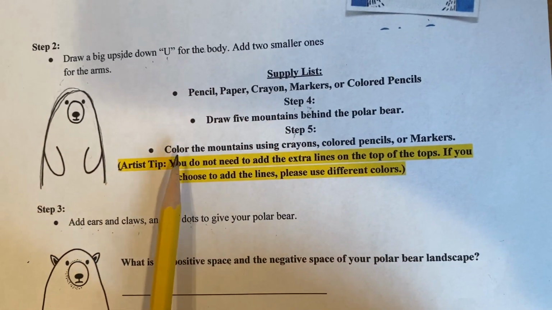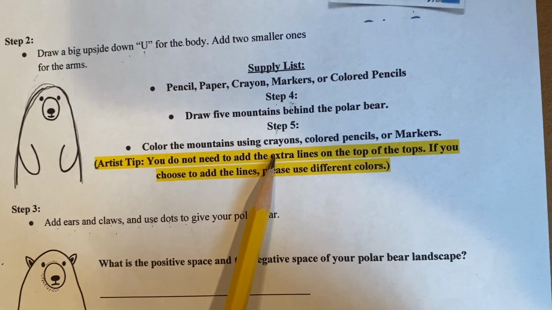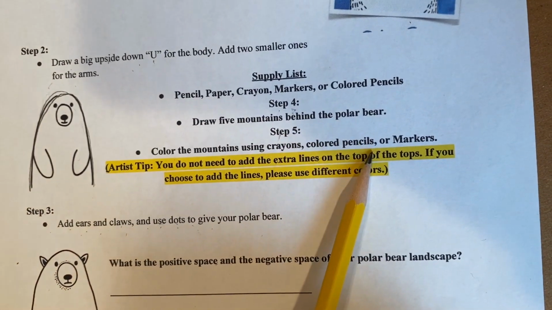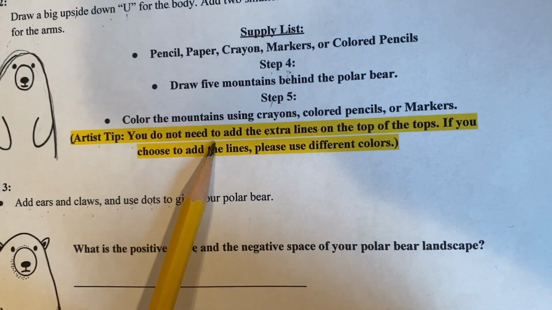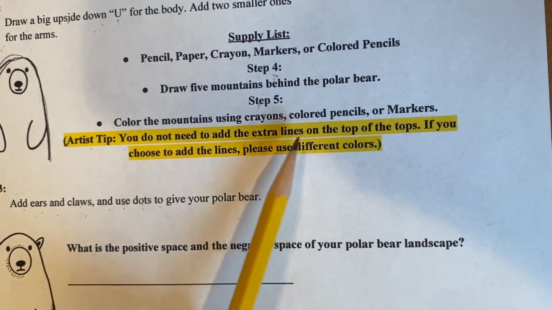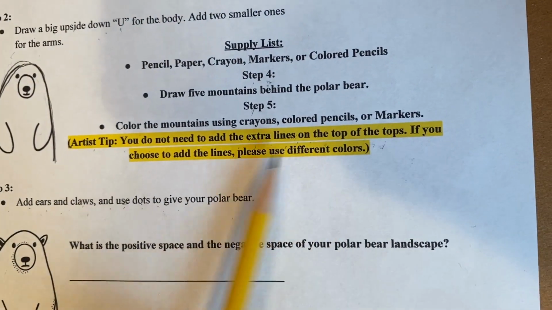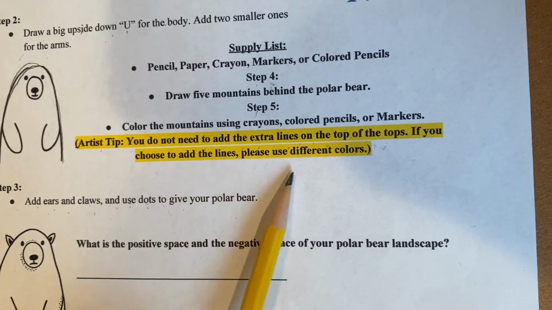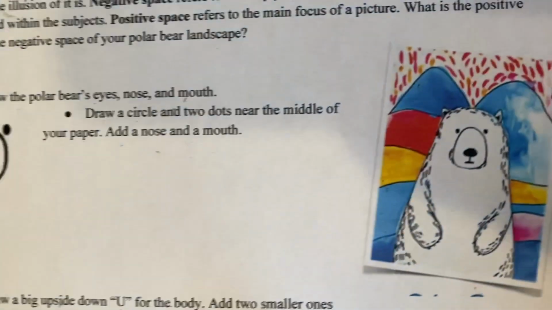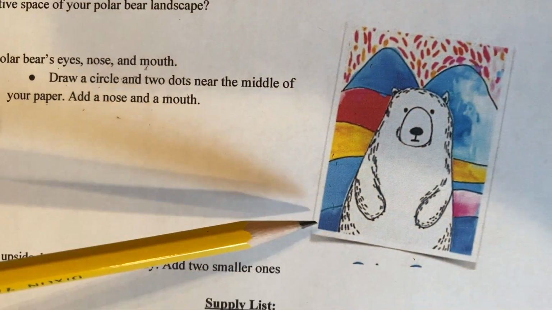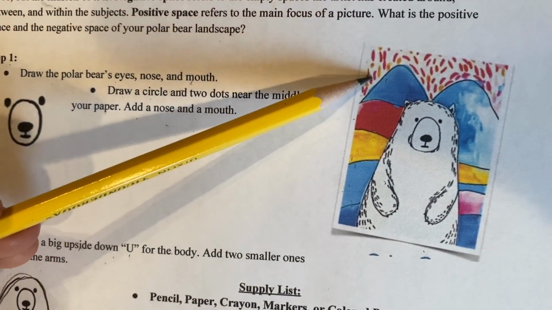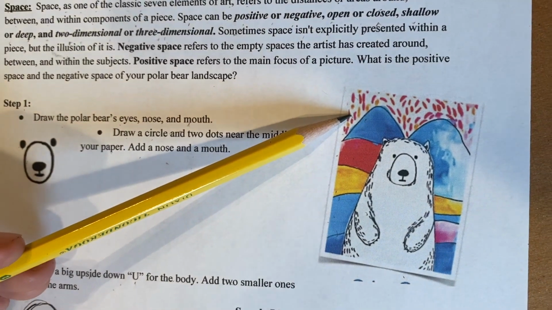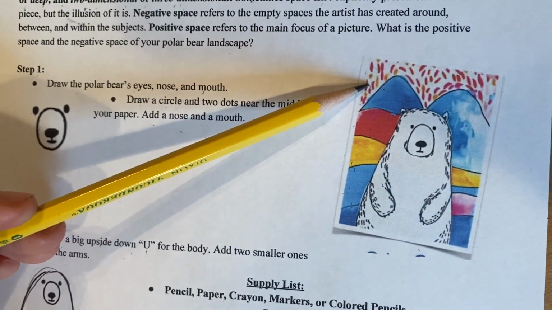Step 5. Color the mountains using crayons, color pencils, and or markers. Artist tip, you do not need to add the extra lines on the top. If you choose to add lines, please use different colors. So here is the picture. Here's the polar bear, and here are the mountains. Here are the lines in the sky. You do not need to add the lines in the sky. I will not be adding the lines in the sky.